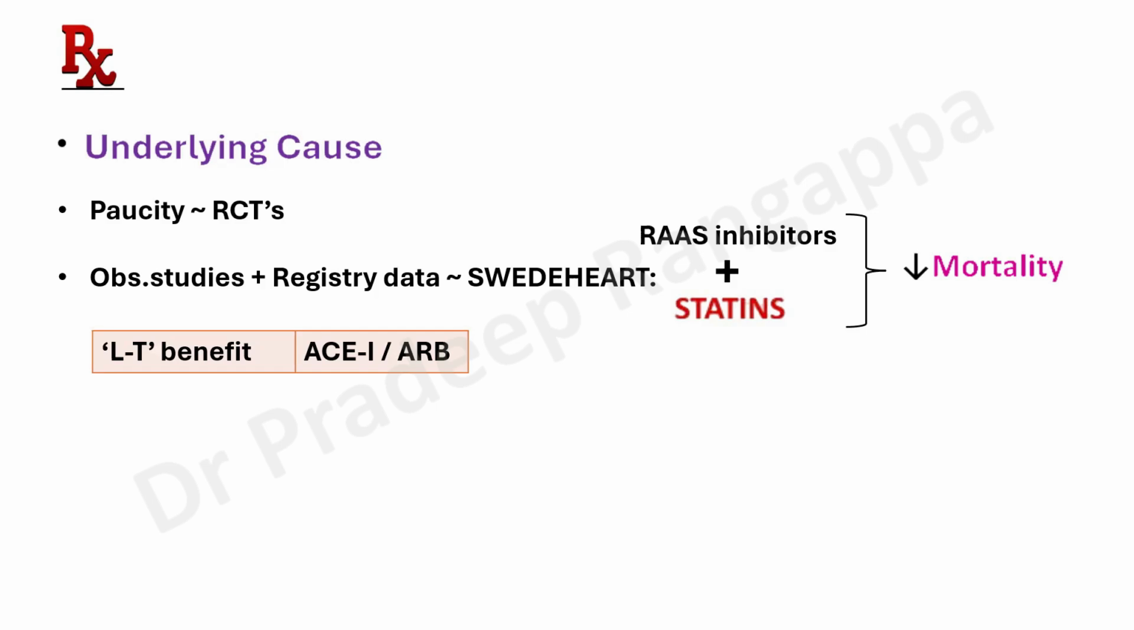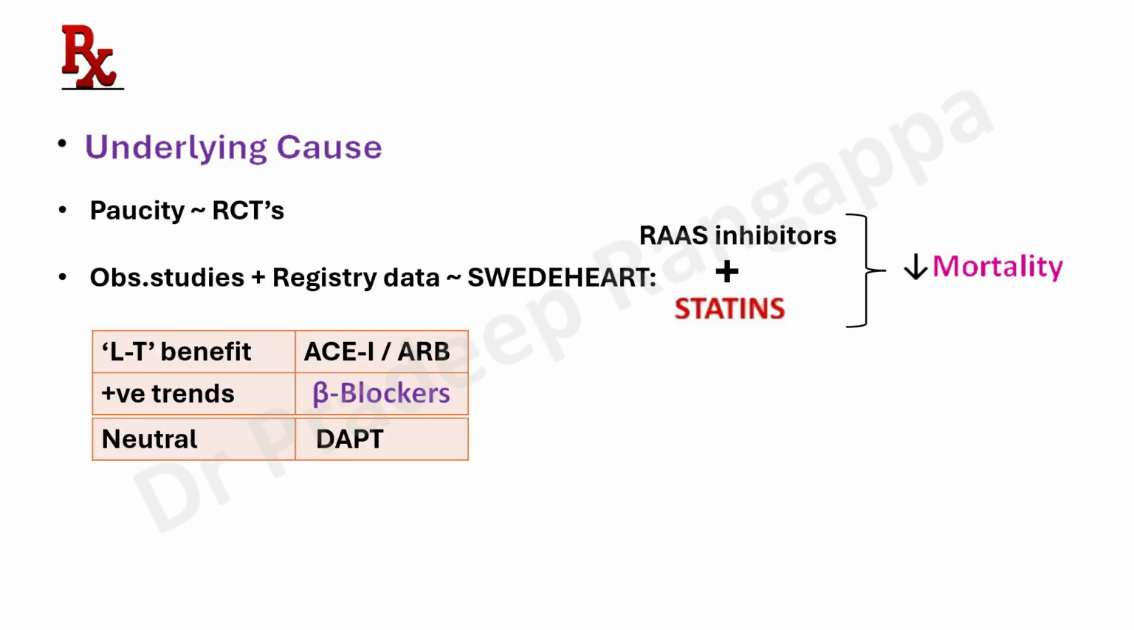Long-term benefit is shown with ACE inhibitors and ARBs based on this SWEDEHEART registry data. Positive trends have been found with beta blockers, and dual antiplatelets do not necessarily have a robust signal towards favoring good outcome, but they have had a neutral effect. This is precisely based on the SWEDEHEART registry data. So benefit is mainly seen with ACE inhibitors or ARBs, angiotensin receptor blockers, and beta blockers. Obviously, most of the listeners would know these are some of the tenets of managing any ACS or any heart failure in ICU. That remains the case even with MINOCA.